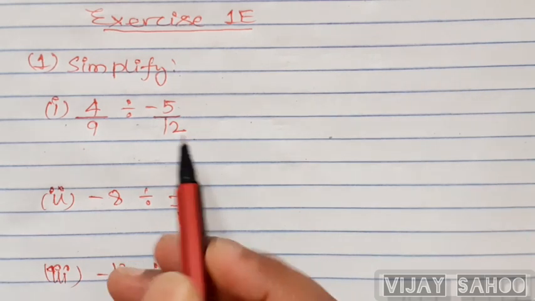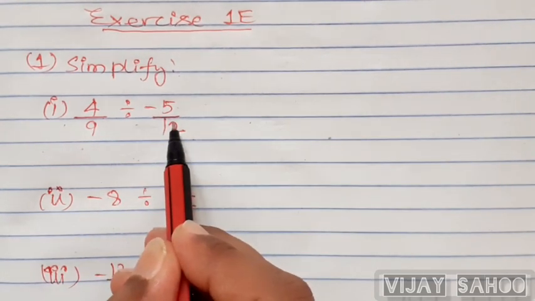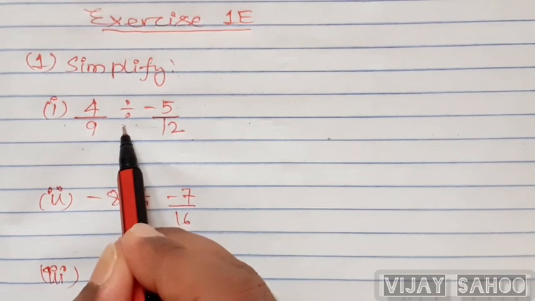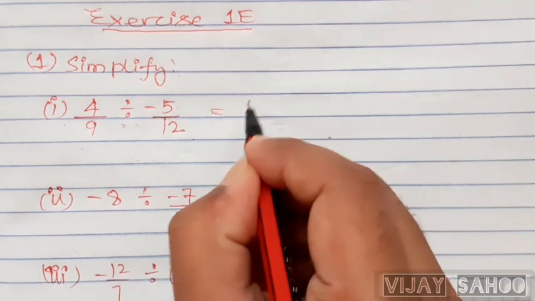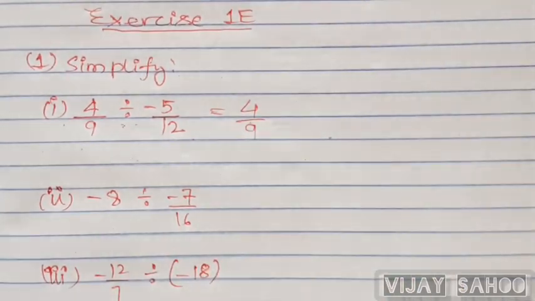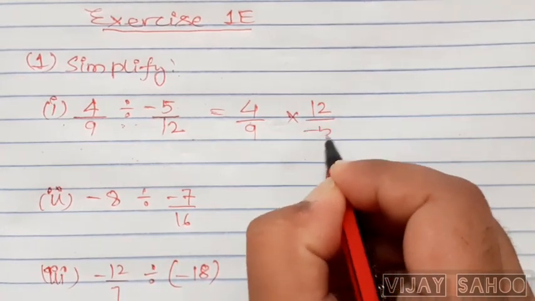We know that after division, if I want to convert into multiplication, we have to take a reciprocal. So 4 by 9 multiplied by 12 by minus 5.